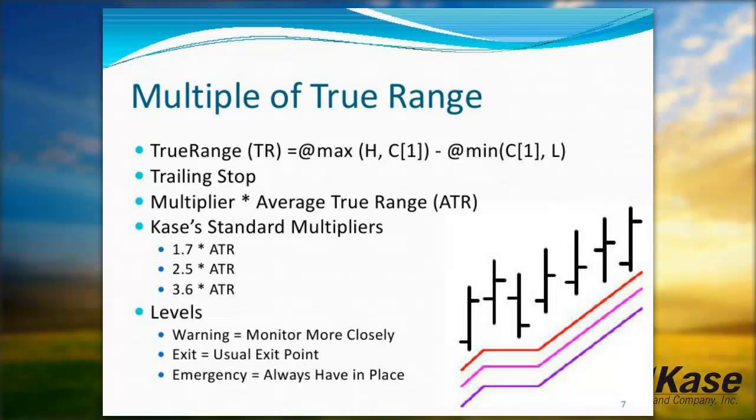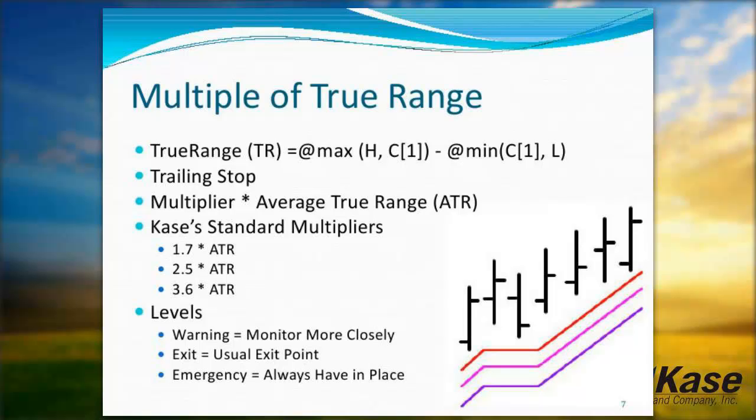So these were the multiples that she used. She would look at the average true range over a period of time, usually 30 bars, and then use 1.7, 2.5, and 3.6 times the ATR to give her stops. These basically gave her 3 various levels to monitor for a warning.